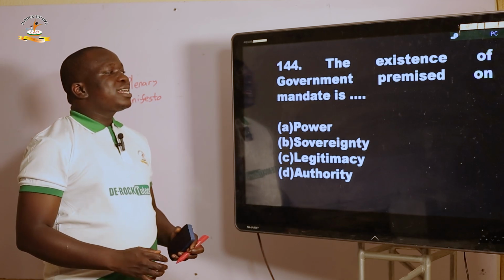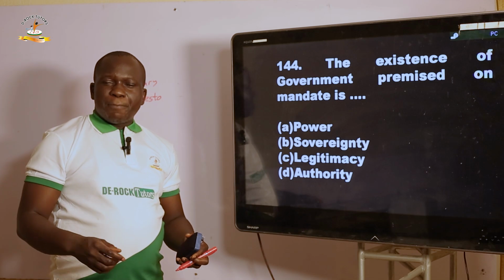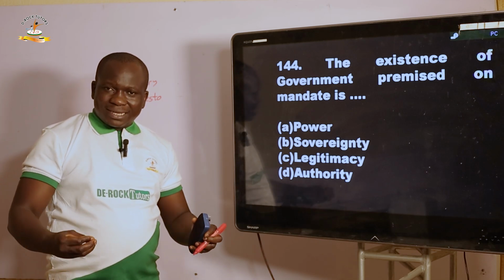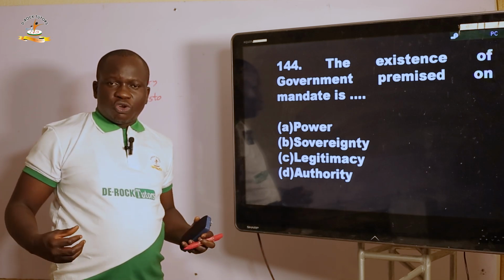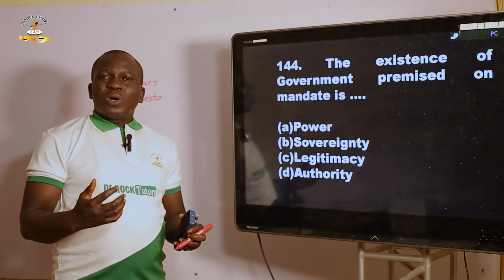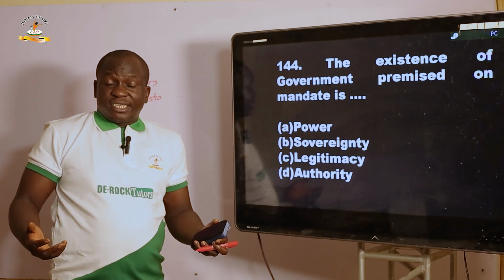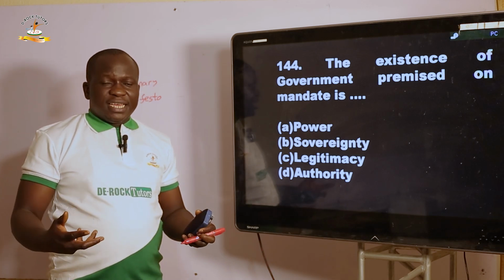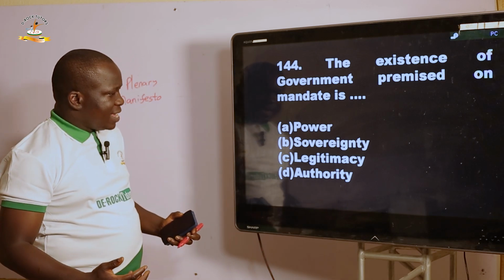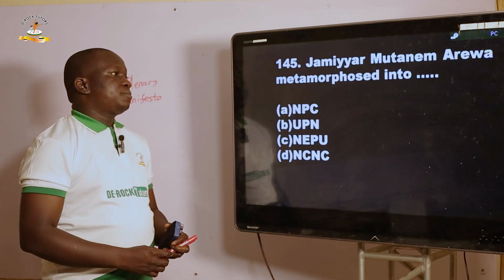The existence of government premised on mandate. When government comes to power based on mandates and support and acceptance and goodwill and recognition of the people, in government we target as what? Legitimacy. So when the government has come to power based on the support of the people, we say such a government is legitimate and they are enjoying legitimacy. Now, is legitimacy here? That's option C. So C is the correct answer. Now to the next question.